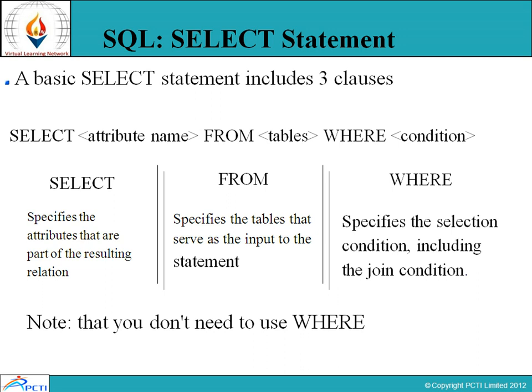You want to see particular rows and particular columns. The basic select statement includes three clauses: select, from and where. With select you name the specific attributes, the columns of the table you want to see. The from keyword specifies the table that serves as the input to the statement, and where specifies the selection condition, including the join condition. Note that you don't always need to use where.